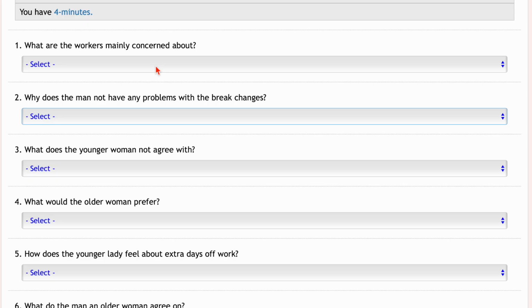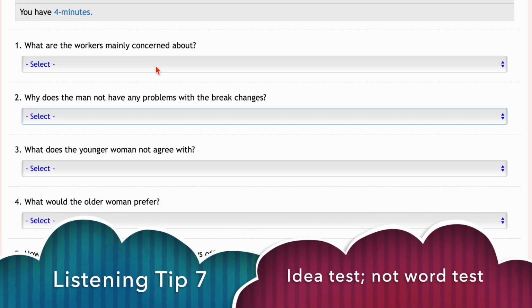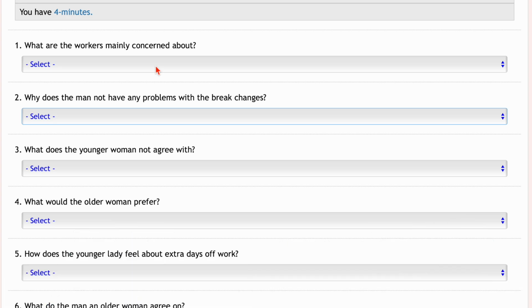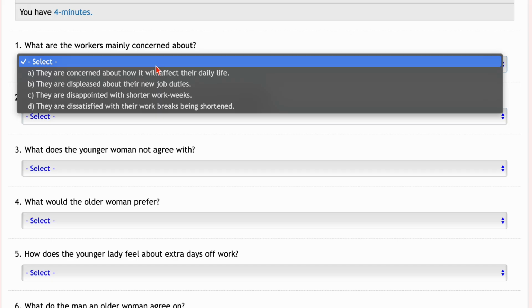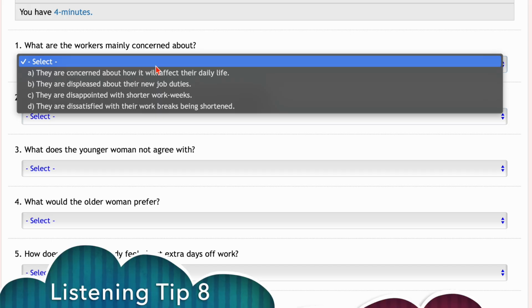Firstly, this is not a vocabulary test or a word you heard test. No, it's not a word you heard test. This is an idea test. It's a listening test. So we need to remember ideas, not only words. So keep that in mind. And the best way to avoid choosing words is to try to make word connections.